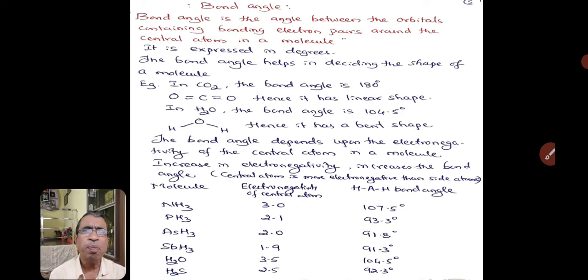Now coming to another parameter, the bond angle. Bond angle is the angle between the orbitals containing bonding electron pairs around the central atom in a molecule. It is expressed in degrees. The bond angle helps in deciding the shape of a molecule. In carbon dioxide, the bond angle is 180 degrees, hence it has a linear shape. In water, the bond angle is 104.5 degrees, hence it has a bent shape.